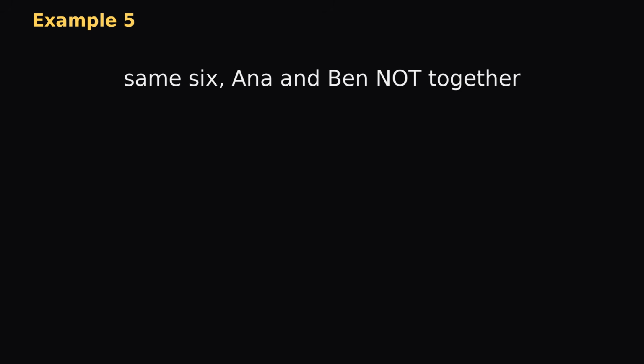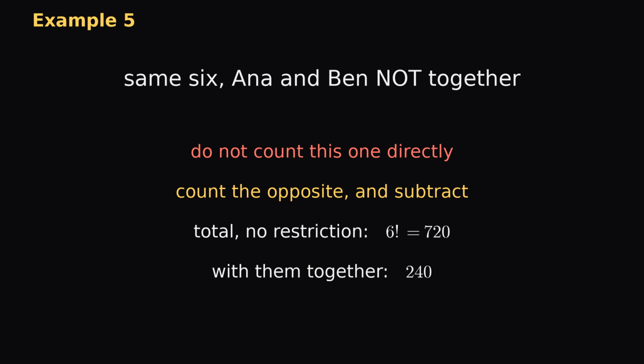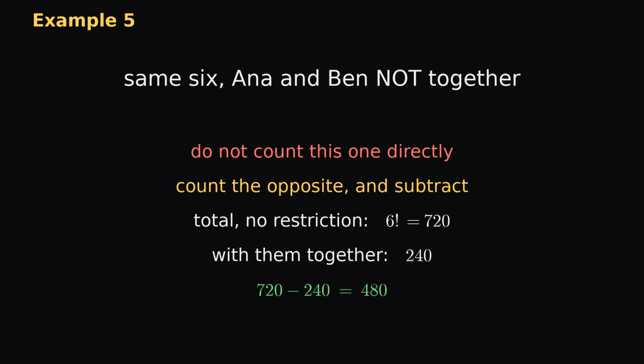Example 5. Same 6 people, but now Anna and Ben must not sit next to each other. Do not try to count this one directly. Count the opposite and subtract. The total number of arrangements with no restriction is 6 factorial, 720. And we just worked out that 240 of those have them together. So the ones that don't are 720 minus 240, 480.